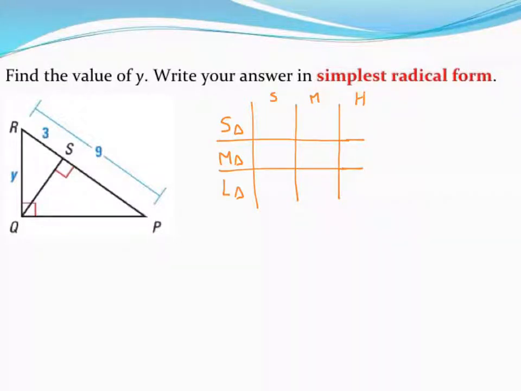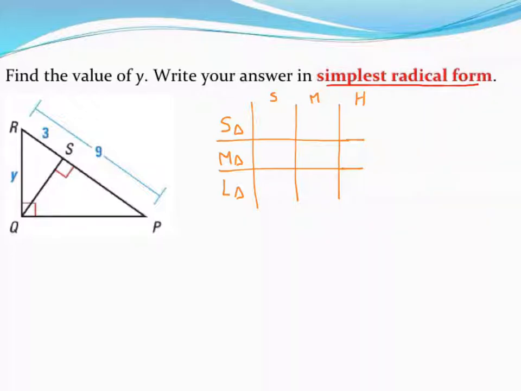In our last video, I showed you how to set up this chart with a small, medium, and large triangle and the short, medium, and hypotenuse sides to write a proportion to find missing sides in these overlapping right triangle problems. The only thing different in this video is they ask us to put our answer in simplified radical form, meaning we're not allowed to have decimals. Everything else, though, is going to be identical. So let's go ahead and start with our chart.